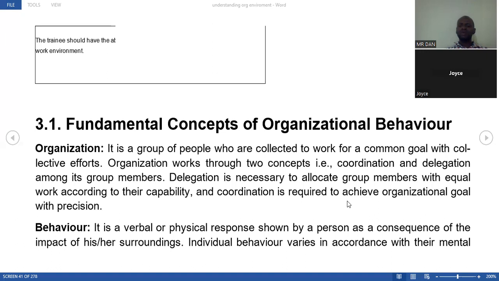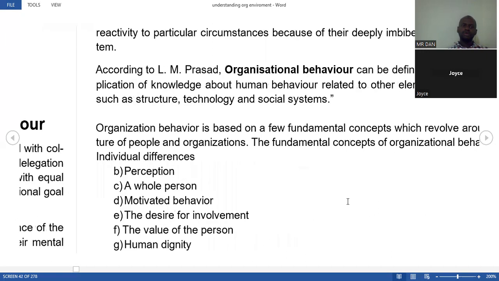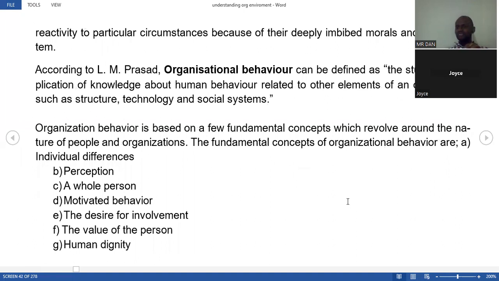Individual behavior varies in accordance with their mental reactivity to a particular circumstance. For example, if you are faced with some circumstance that you really need to answer, then this circumstance will shape your behavior, and this will make you react in either a positive or a negative way. According to Prasad, organization behavior is the study of the application of knowledge about humans related to other elements of the organizational structure, technology, and social system. It is the application of knowledge that you've gathered over the years, and this knowledge is what will shape your behavior.